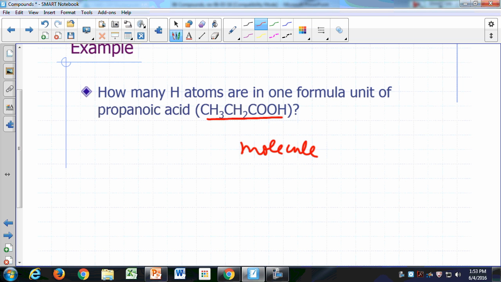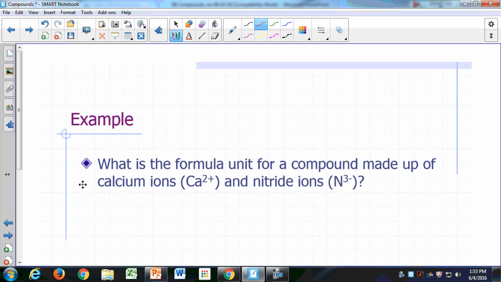So how many H's are in one formula unit? Now, in other words, how many in one molecule? There's 3 there, there's 2 there, and there's 1 there. So you have 6 hydrogen atoms in one formula unit of this compound. One formula unit of this compound is called a molecule. It's a molecular compound. Let's look at this.